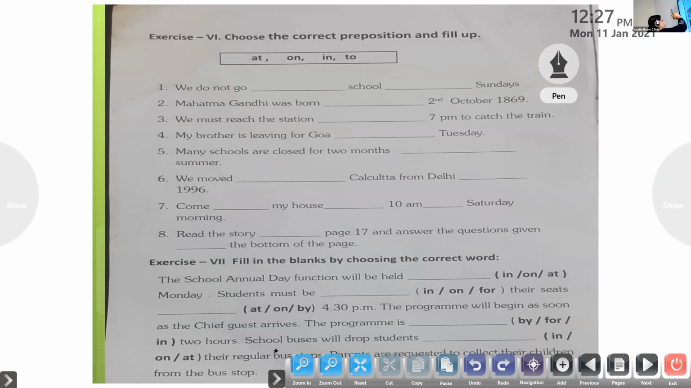We'll do a few, and the remaining ones I'll be sending you the answer keys.